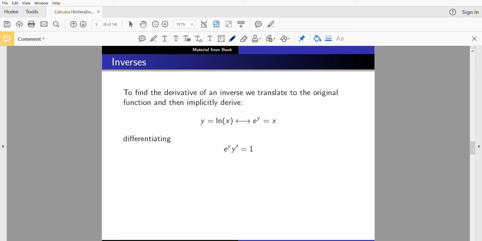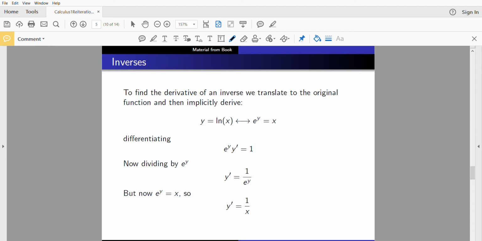isolate that term. So what I get, derivative of e to the y is e to the y times y prime. The derivative of x is 1. I divide both sides by e to the y. Oh, but wait a minute, e to the y is equal to x. So the derivative of natural log of x is 1 over x. And so that's another thing that I will need to know. So the derivative of natural log is just 1 over x.